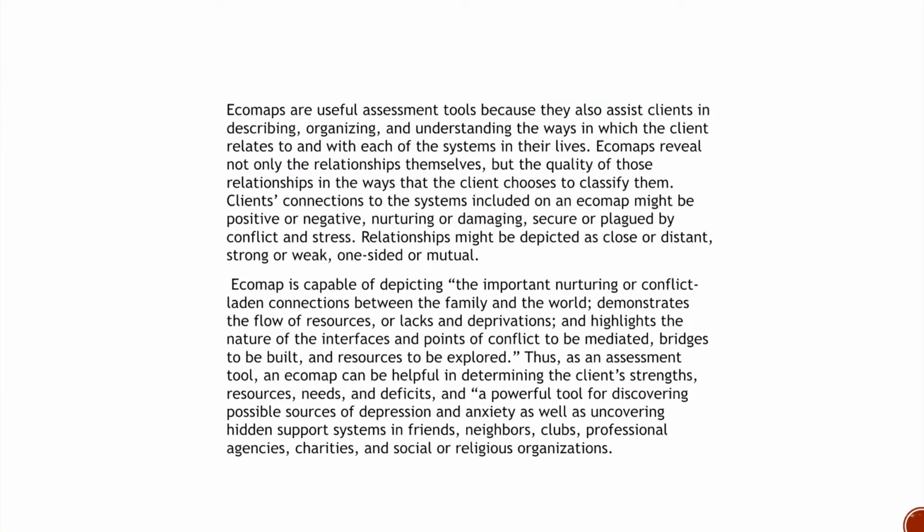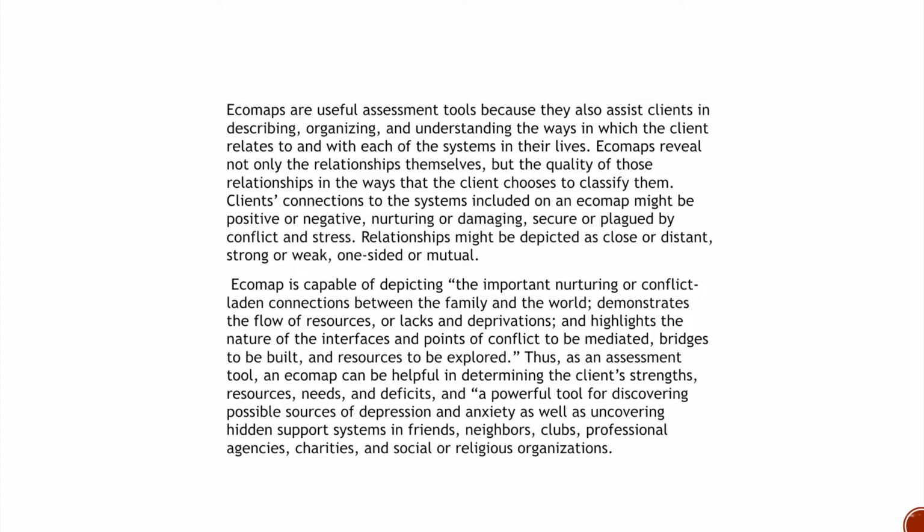You may be sitting there asking, why use an eco map? Well, eco maps are useful assessment tools because they assist clients in describing, organizing, and understanding the ways in which the client relates to and with each of the systems in their lives. Eco maps reveal not only the relationships themselves, but the quality of those relationships and the ways that the client chooses to classify them.